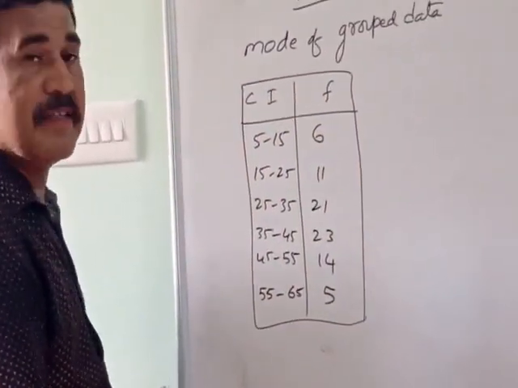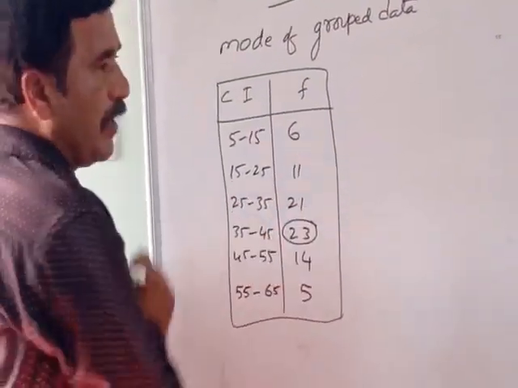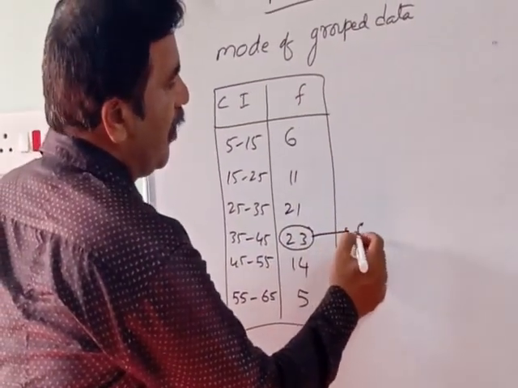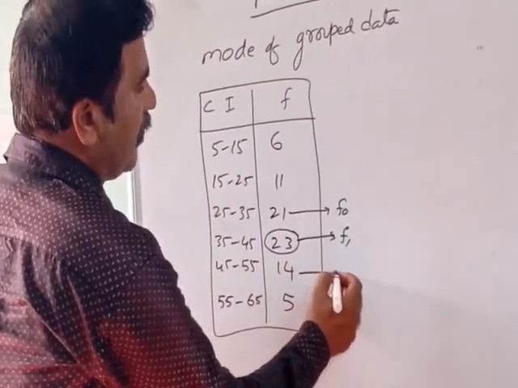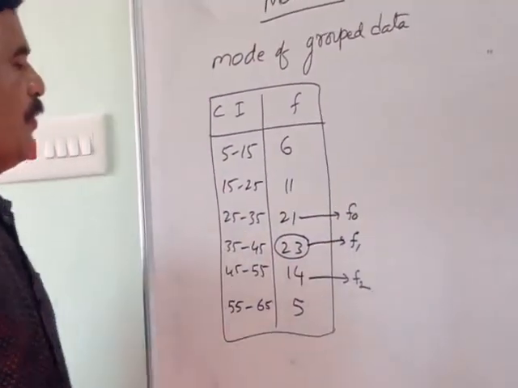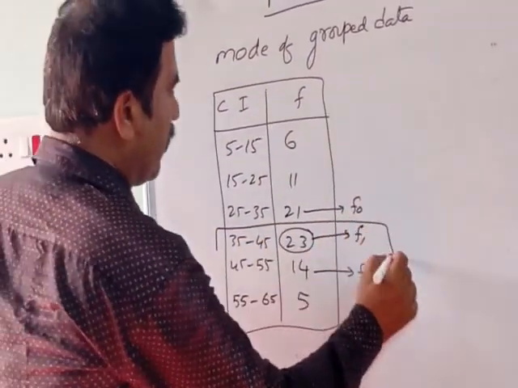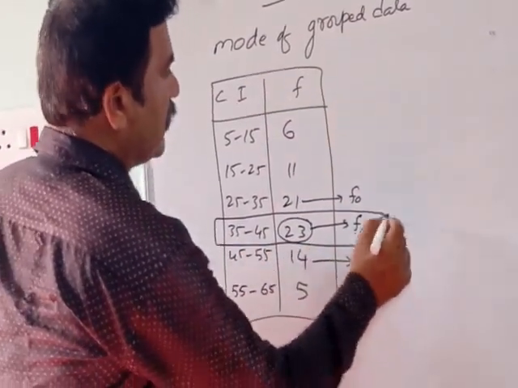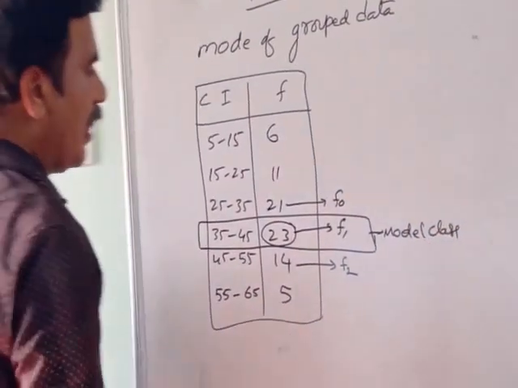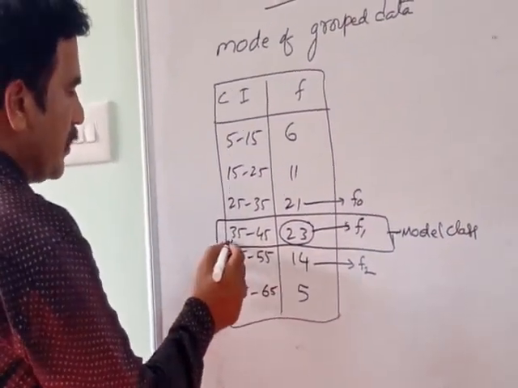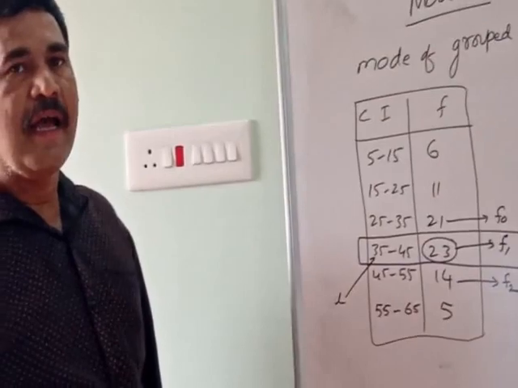Observe the frequencies. Which is the highest frequency? Tell me. The highest frequency is 23. Take this as F1, and mark the frequency before it as F0 and the frequency after it as F2. The class with the highest frequency is known as the modal class. Now in the modal class, the lower limit is named as L.